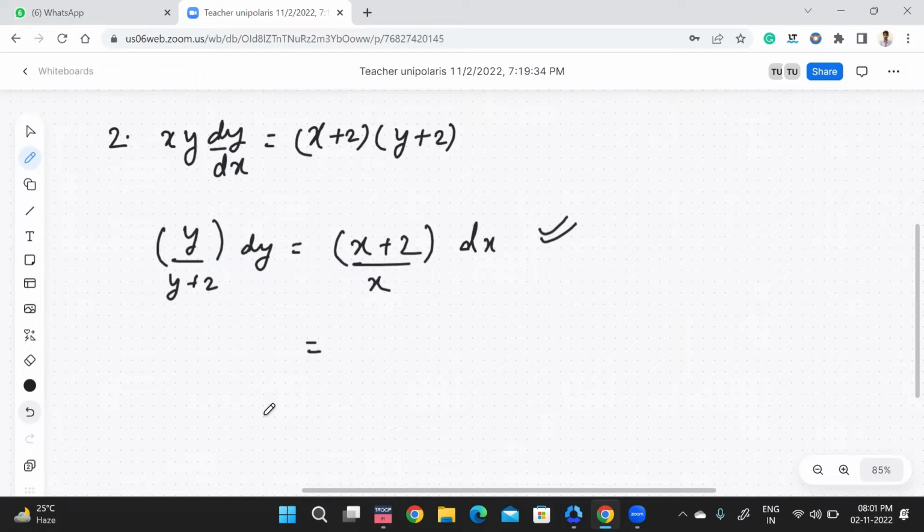So do I take the x up, like as a negative power? So x plus 2 upon x is x plus 2 times x to the minus 1. Okay, next. Now what will we do? How can you integrate this?